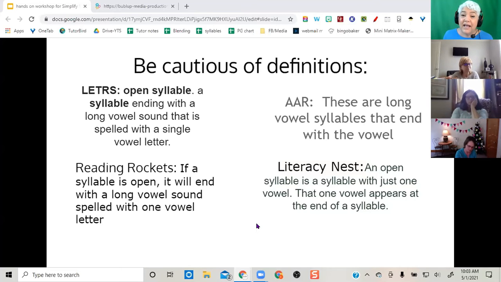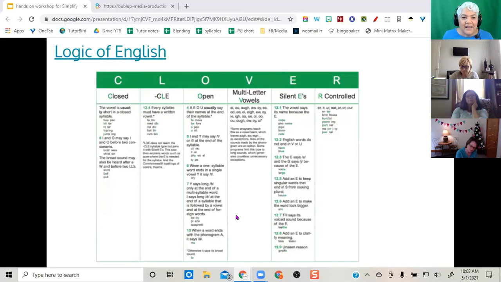If it's an open syllable, it has a long sound. Oh, well, that one doesn't have a long sound. Oh, well, that's because that's an exception, or that's a diminutive, or that's a this. And they're like, oh my goodness, how much more do I have to learn in order to read these words? I actually like Logic of English. If you're going to have to use syllable types, I think the Logic of English is the most logical.